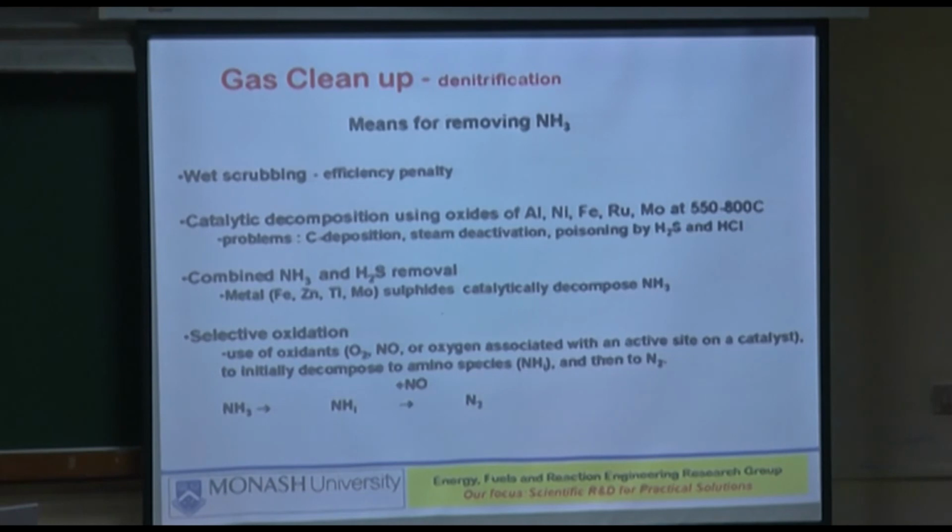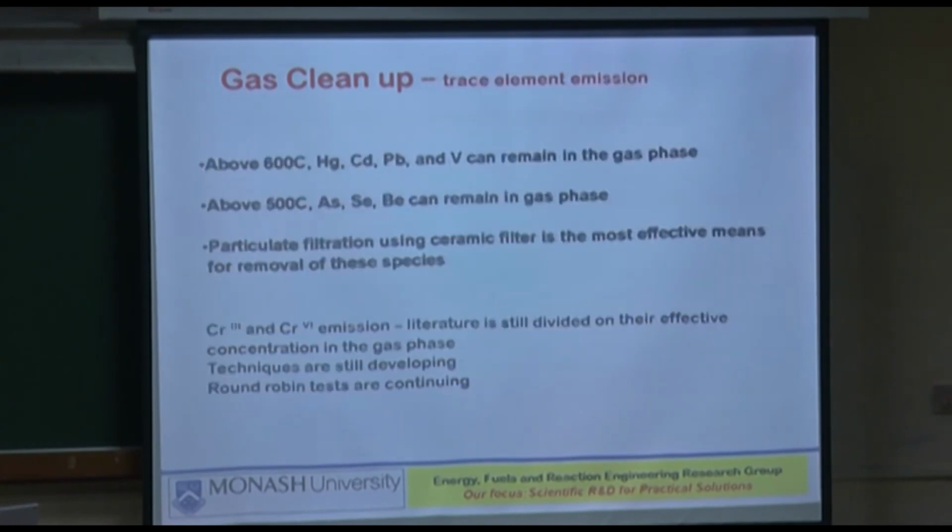Selective oxidation, these are all more and more higher level solutions, difficult to implement at large scale. But from a fundamental scientific point of view, it's fine. So particles gone, sulfur gone, ammonia gone, nitrogen gone. I mean, then what remains is the trace elements, and then of course the halides.